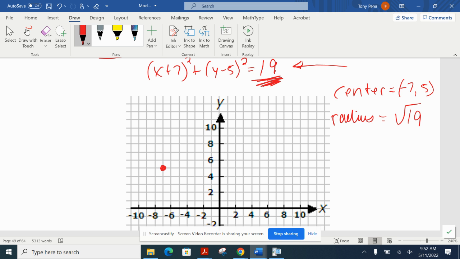If you were to graph root 19, we don't really know what that means. What is root 19, Omar? 4.4. Yeah, a little more than 4, about 4.5-ish. So you'll go 1, 2, 3, 4, and then about halfway past that one. And then we can sketch that in.